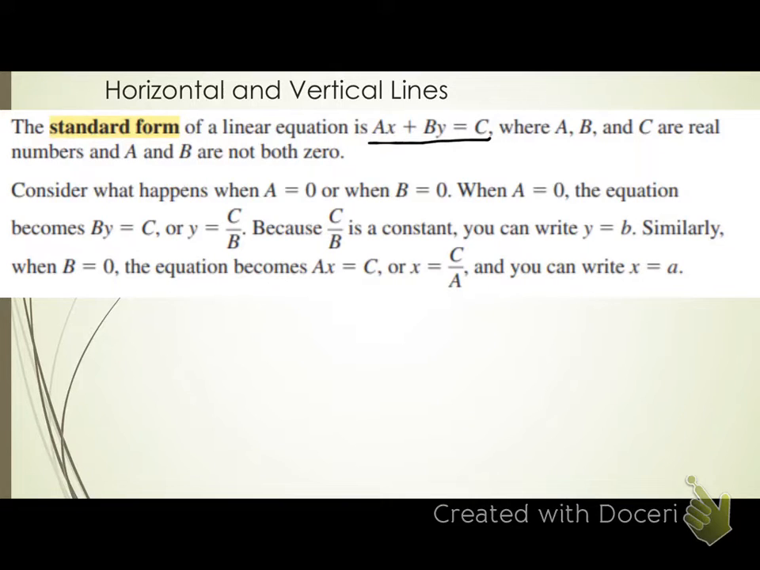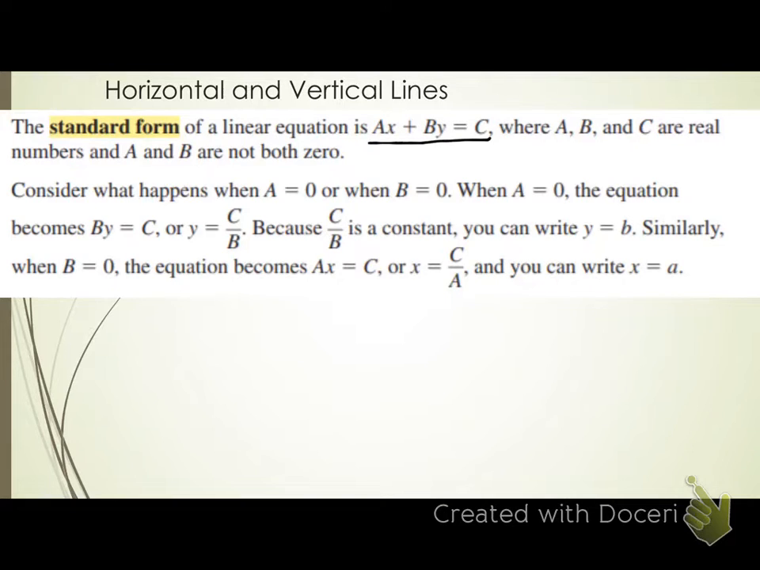So, when you see it as a problem, a will be a number, b will be a number, c will be a number. So it'll be some number times x plus some number times y equals some number. Your a value can be 0. Your b value can be 0. They just cannot be 0 at the same time for it to be in standard form.